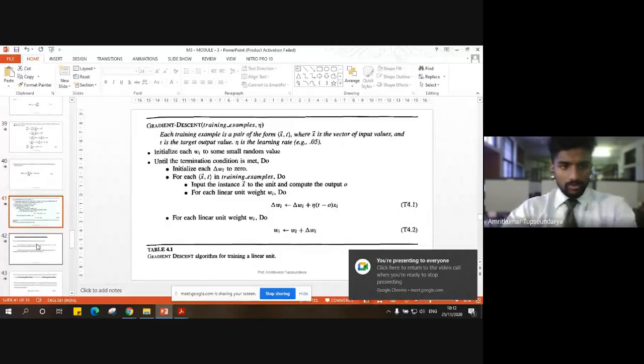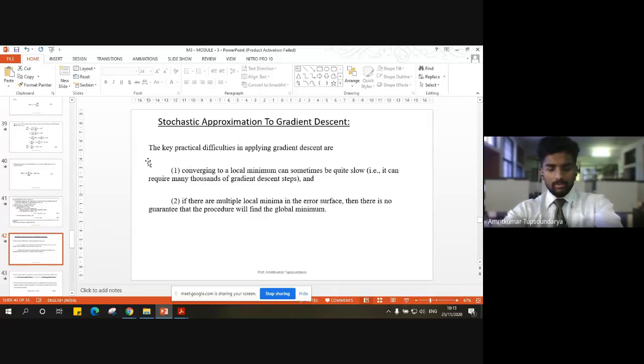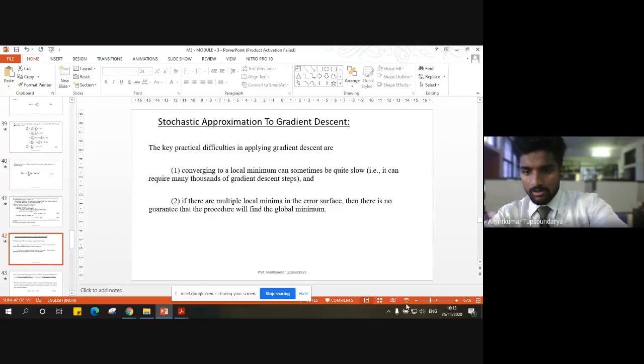Right, so we have started off with the gradient descent rule, and in the previous class we saw the stochastic approximation to gradient descent. How is it different from the standard gradient descent, and what is the difference here in the stochastic approximation? Make it full screen.